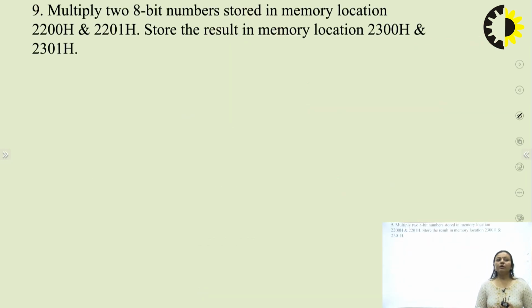Now you have to multiply two 8-bit numbers stored in location 2200 and 2201 and store the result. That means we assume my answer to be a 16-bit number. See, 8085 doesn't support multiplication and division instructions. So if I want to multiply the numbers, I have to use the repeated addition concept.